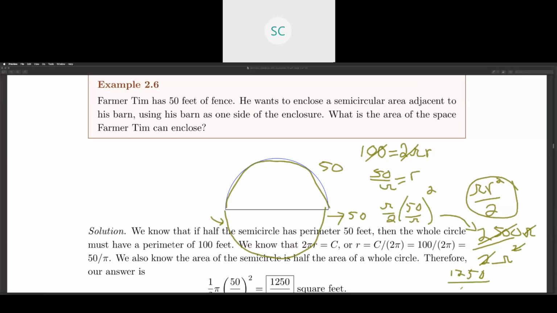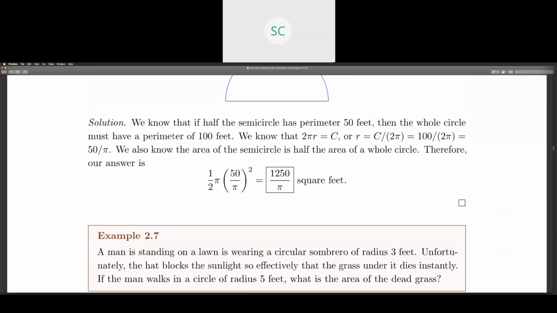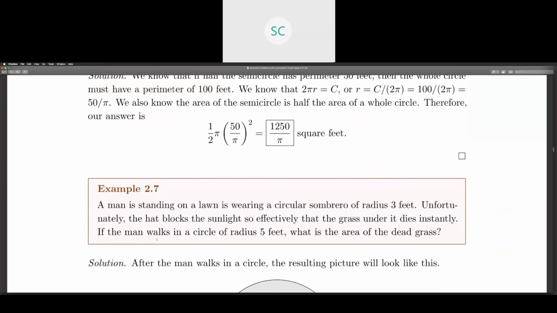So really all this question was about was manipulating the circumference and relating that to area. All you have to do is use the formula. So it's a pretty straightforward application here. And now we're going to go to one that's, again, a little bit harder.